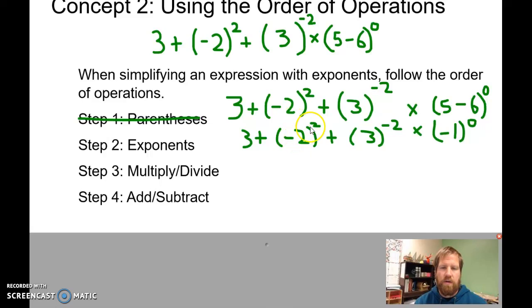I have a -2 raised to a +2. So that's going to be -2 times -2. A negative times negative is a positive. 2 times 2 is 4.